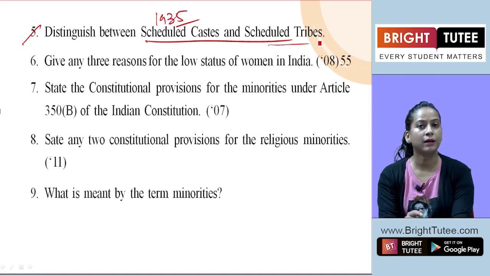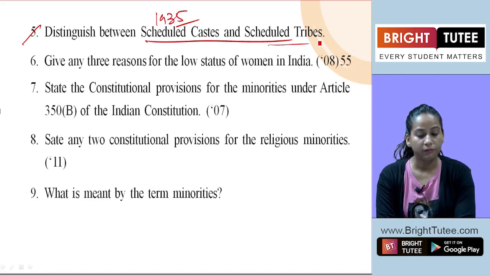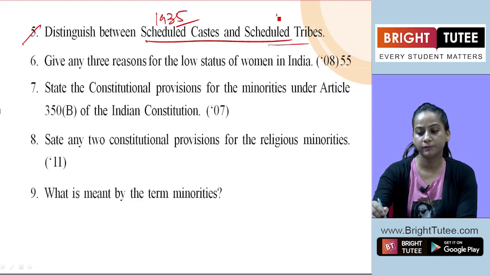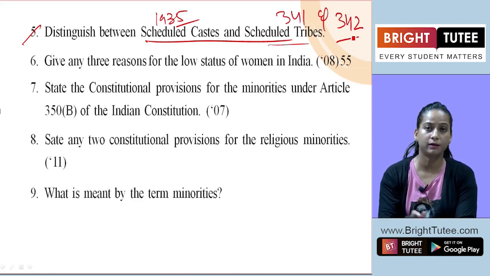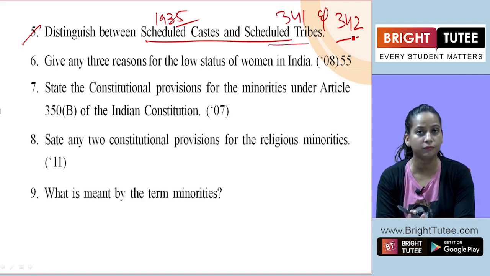Then scheduled tribes, if we need to define, we can say these are the group of people who are scheduled or listed separately or specified by presidential order issued under the provision of Article 341 and 342. According to that article, they have been specified as the separate group.